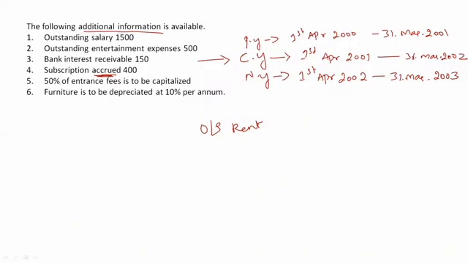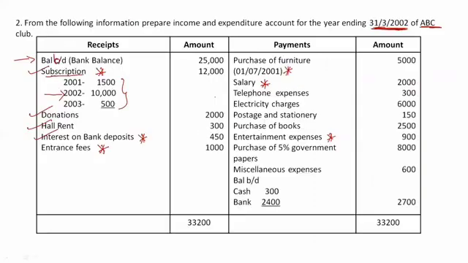We have fifth adjustment. 50% of entrance fees is to be capitalized. So we know that only revenue items should be taken. Here they are telling treat 50% of entrance fees as a capital income or a capital item. Should be capitalized in the sense it is treated as capital item. So here I can only take 50% of entrance fees. I can only treat 50% as revenue income, which I will take in income and expenditure account, and the remaining 50% is treated as capital income, which will be taken in the balance sheet.